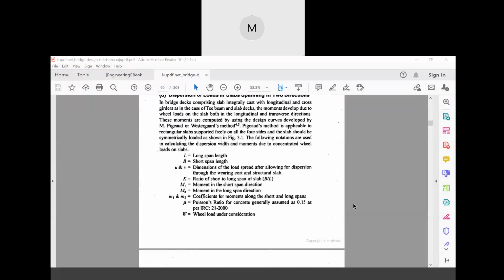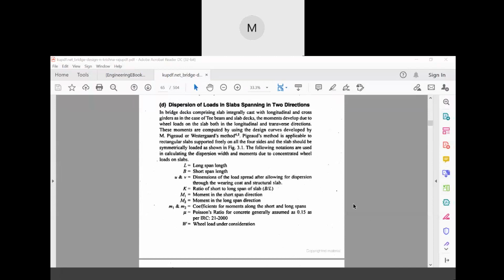Now if you go down, dispersion of loads that is spanning in two directions. Now dispersion of loads spanning in two directions, these will be computed by using design curves that are developed by Pigeaud and Westergaard. Okay, now this Pigeaud's curve and Westergaard's curves, these are the very important curves. So these curves, what I'll do is I'll share in the group. Okay, I have this from the book also, but then I'll just share it with you.